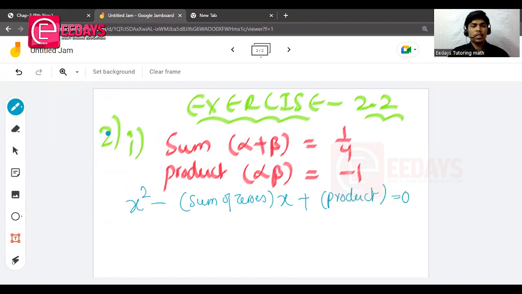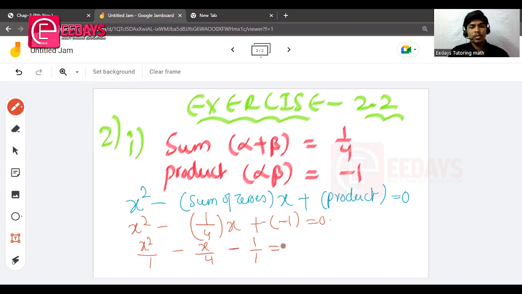This is quite simple. You just substitute over there. x square minus sum of zeros. Here they have given 1 by 4, so 1 by 4 into x. And the product of zeros they have given as minus 1, so minus 1 is equal to 0. Now let's simplify. x square by 1. If nothing else, you can take 1. Minus 1 into x, that is x. So x by 4 plus into minus, minus 1 by 1 is equal to 0.